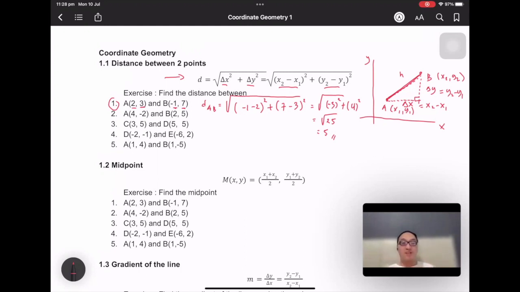This is the first one. You can try all the questions here as your practice. Find the distance between two points. We use the Pythagorean theorem: find delta x and delta y, and then use the Pythagorean theorem to find the length between the two points. Let us move on.